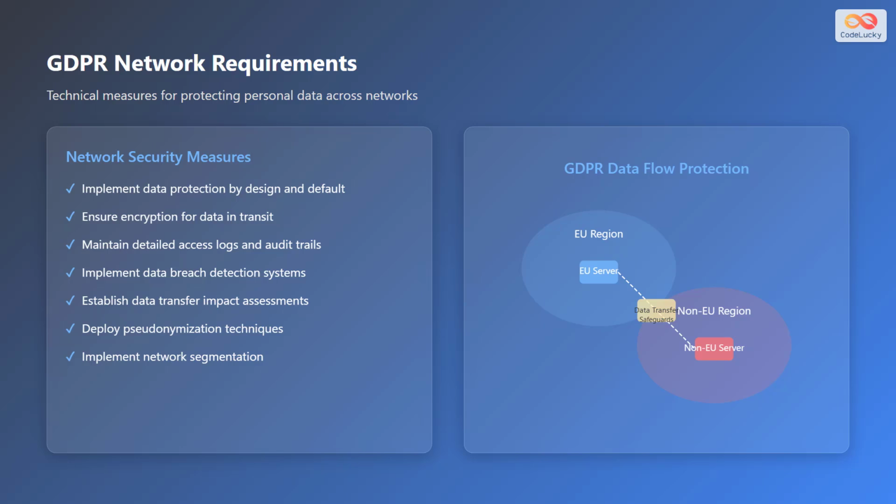Fifth, establish data transfer impact assessments to evaluate risks associated with data transfers. Sixth, deploy pseudonymization techniques to reduce the identifiability of data. Seventh, implement network segmentation to isolate systems and data to limit the scope of potential breaches. On the right, we have a diagram that shows how General Data Protection Regulation protects data flow. Here, data transfer safeguards between the European Union region and non-European Union region should be considered.